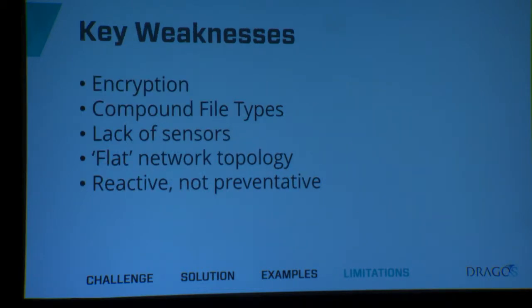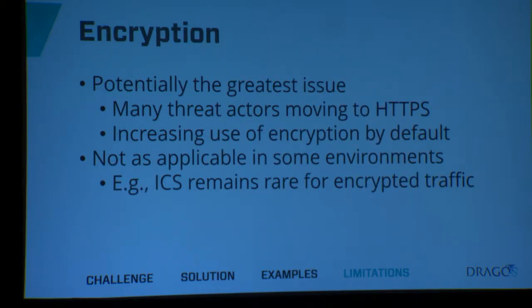So the key weaknesses, I already mentioned encryption. We're going to talk about it. Compound file types, lack of sensors. If you don't have the visibility, this approach doesn't work because you just can't do it. How network topology influences this, as well as the fact that this is reactive and not preventative. So encryption is potentially the greatest issue.